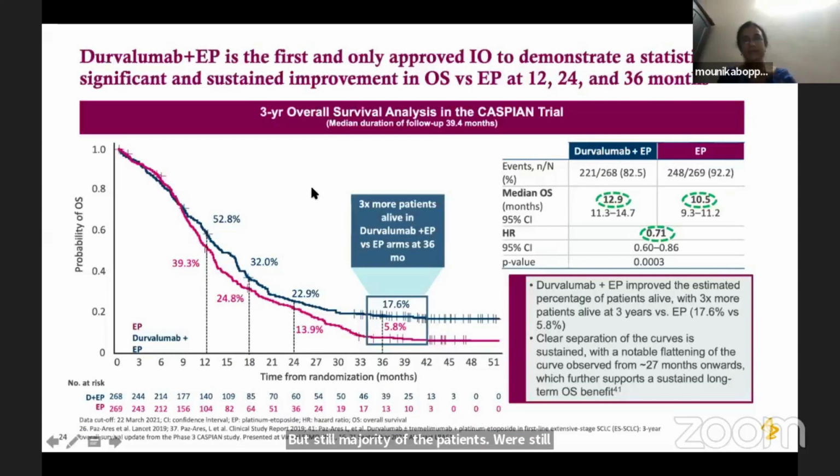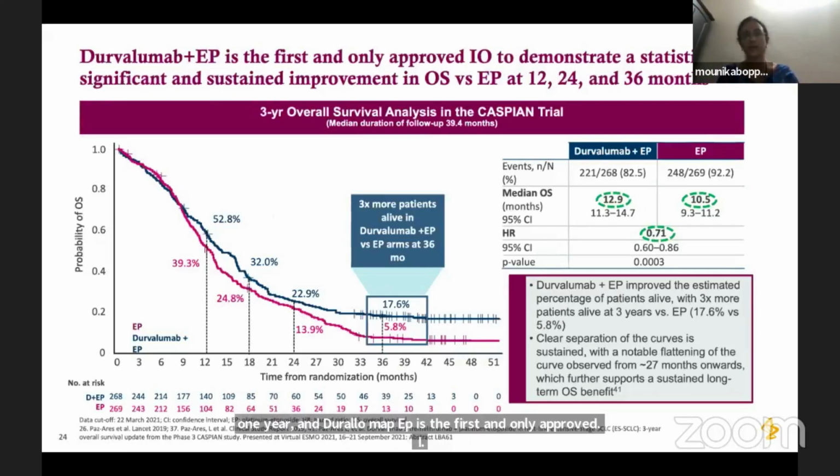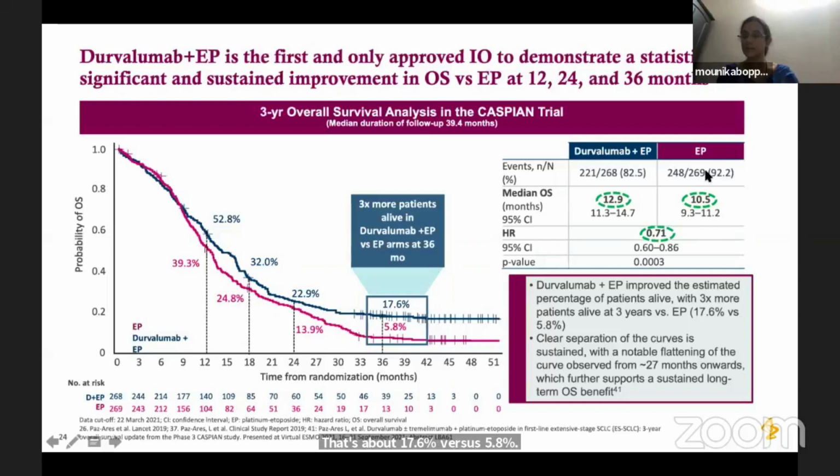And durvalumab EP is the first and only approved IO to demonstrate a statistically significant and sustained improvement in overall survival versus EP alone at 1 year, 2 year, and 3 year time points. So if you look at the 36-month overall survival, approximately 3 times more patients were alive in the durvalumab arm as compared to the EP arm. That's about 17.6% versus 5.8%. The median OS was 12.9 months in the durvalumab arm against 10.5 months in the EP arm, with a hazard ratio of 0.7.